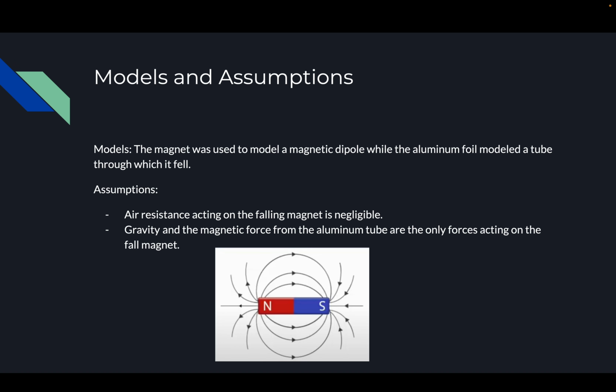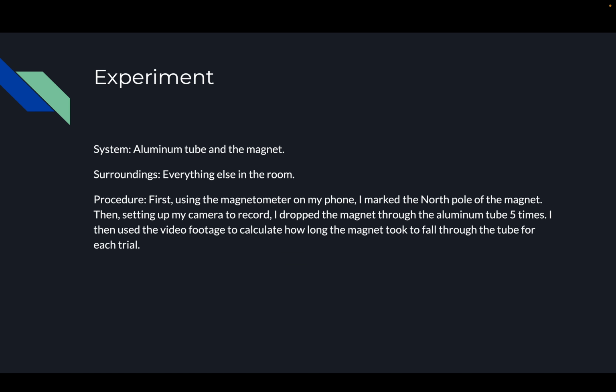The assumptions: we assume that air resistance acting on the falling magnet is negligible, which feeds into the assumption we made that gravity and magnetic force are the only two forces acting on the falling magnet. For the experiment itself, the system was the aluminum tube and the magnet, and the surroundings was everything else in the room. Here's the procedure.